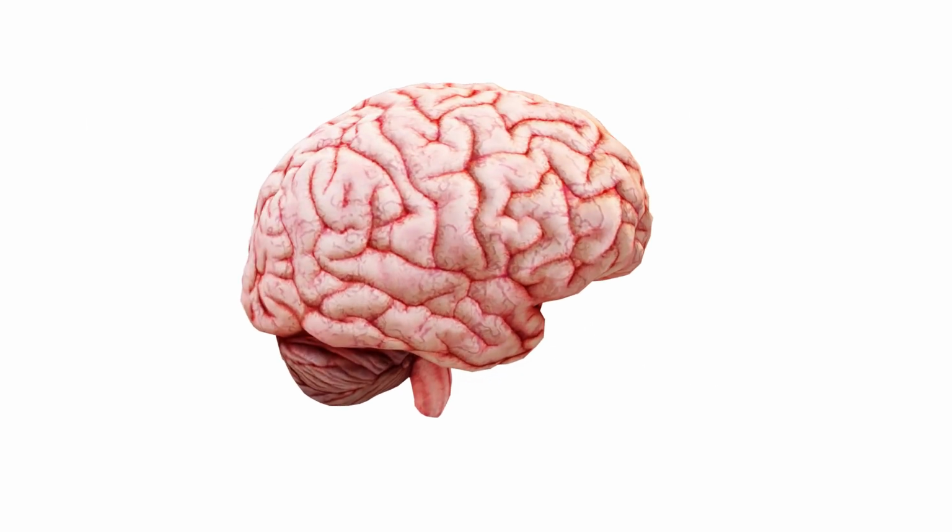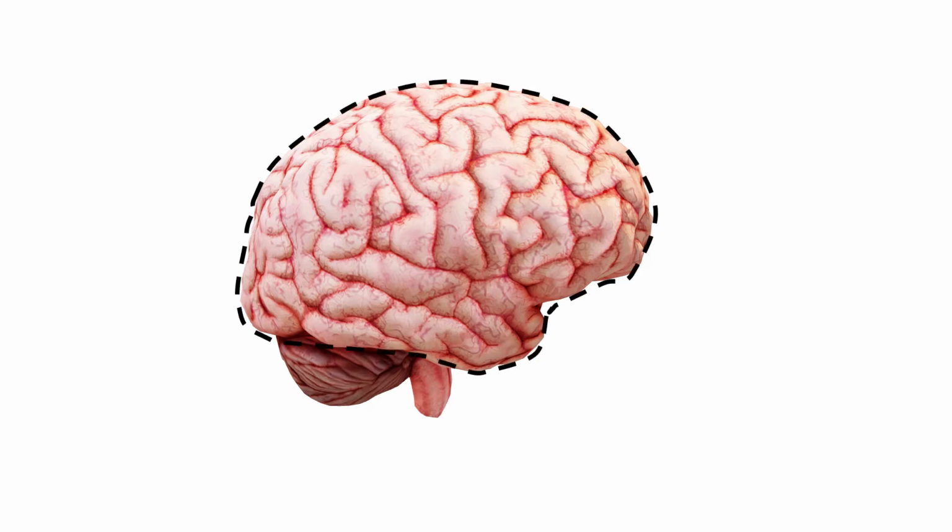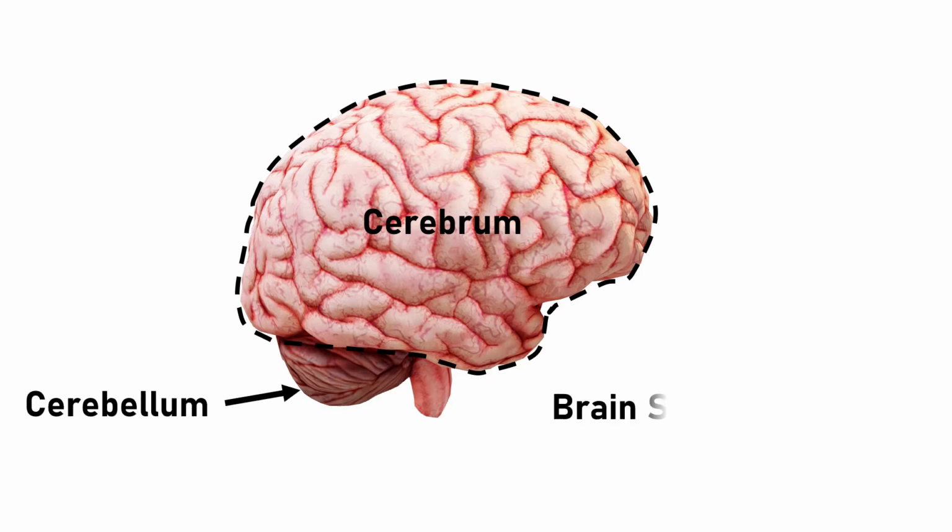This is how our brain looks from the side. This is the front side of the brain and this is the back side of the brain. Our brain is divided into three basic units. The larger part is known as the cerebrum. There is a round small shaped structure at the base of the brain that is known as the cerebellum. And then there is the brainstem, which is also located at the base of the brain.